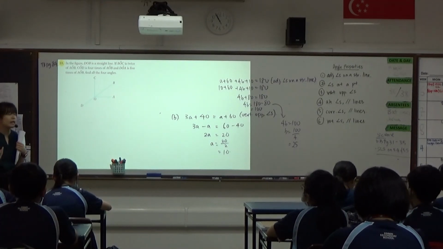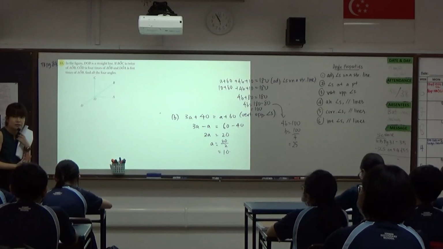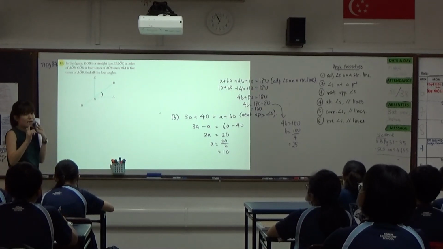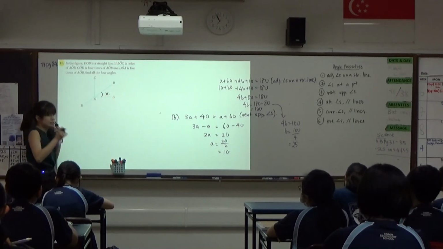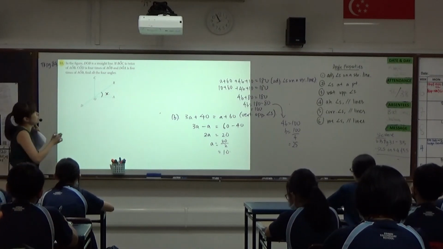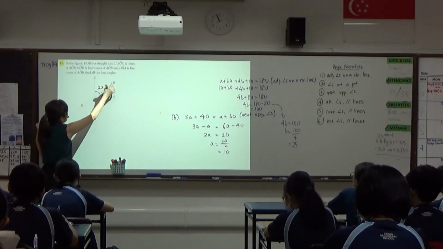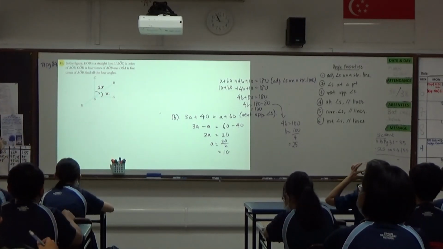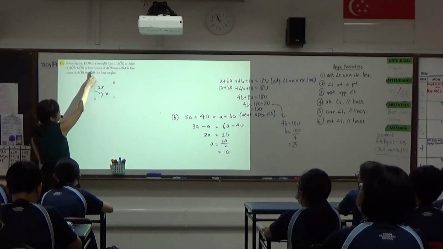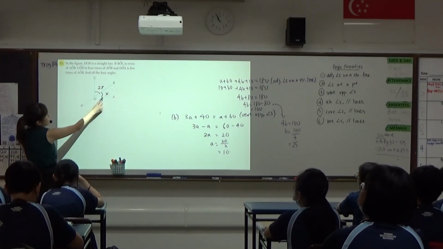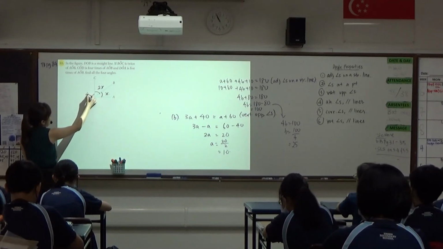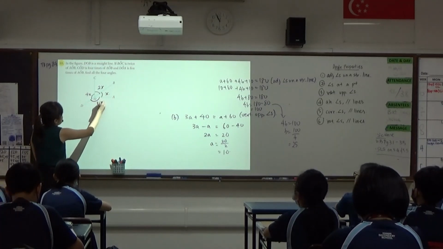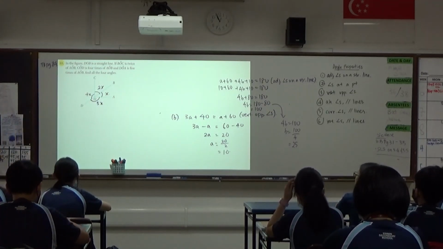What can we do? Since we cannot put a number, can we use some algebra? Because angle AOB is one unit, I will let it be x. Angle BOC is twice angle AOB, so it will be 2x. Then angle COD is 4 times that of angle AOB, so this is 4x. Finally, angle DOA is 5x because the question says 5 times.